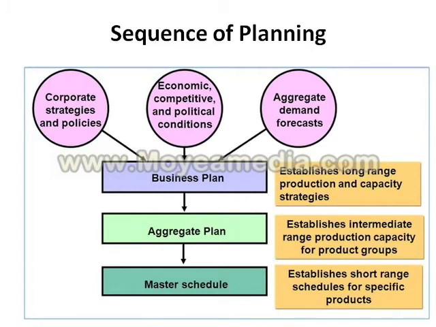Then you will come to the aggregate plan. Aggregate plan is an intermediate range production capacity plan, done for some months only. So based on your sales forecast or demand forecasting, you prepare an aggregate plan for production. And then we will come to the specific one, that is the master schedule, where in the master schedule you will have a plan for say 8 weeks, 10 weeks, like 2 months to a maximum of 2.5 months.